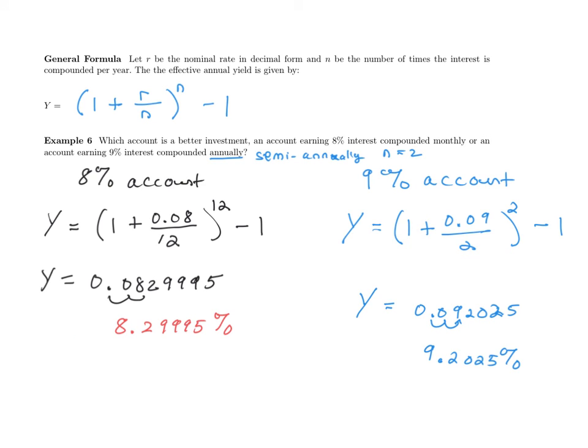So this is the better investment or better account. And that might not be obvious. I mean, sure, this interest rate is lower, but you are compounding more times. Maybe that would make up for the fact that this has a higher interest rate, but compounded fewer times. Turns out that's not the case. This is the better account.